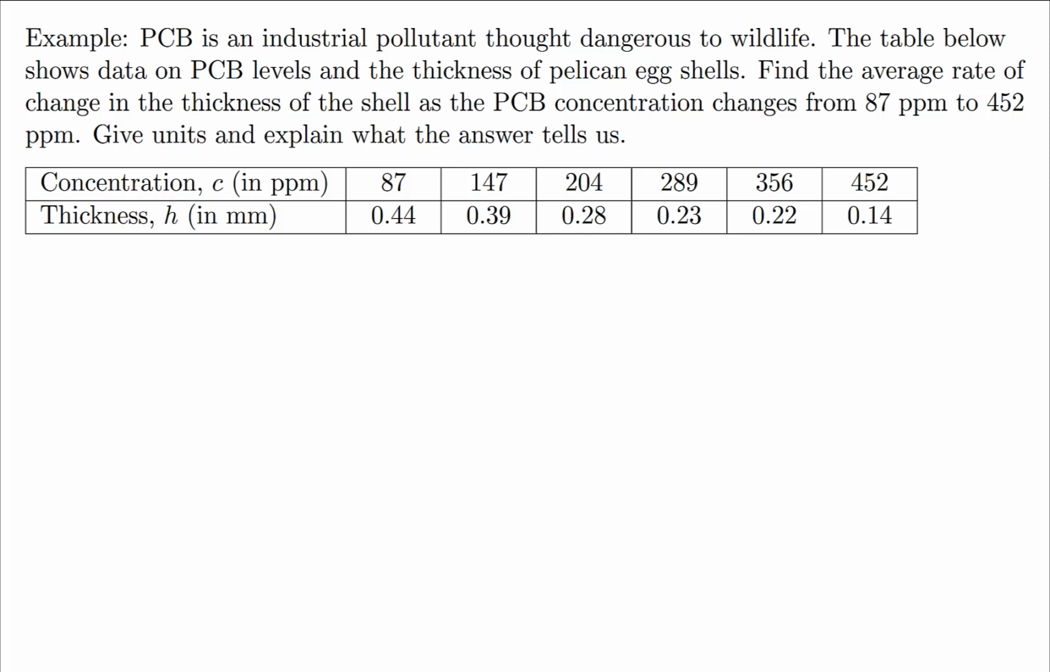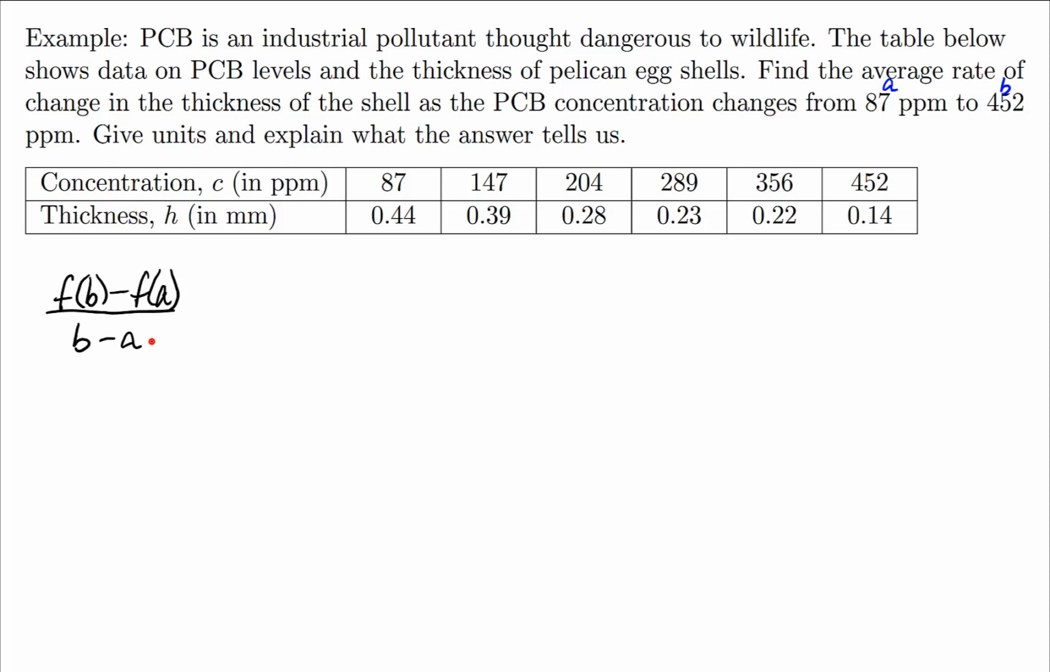If we want to find the average rate of change, we're going to let 87 be our A and 452 be our B. A is generally the smaller value and B is generally the larger value, but technically the formula will work if you switch them so long as you're consistent.